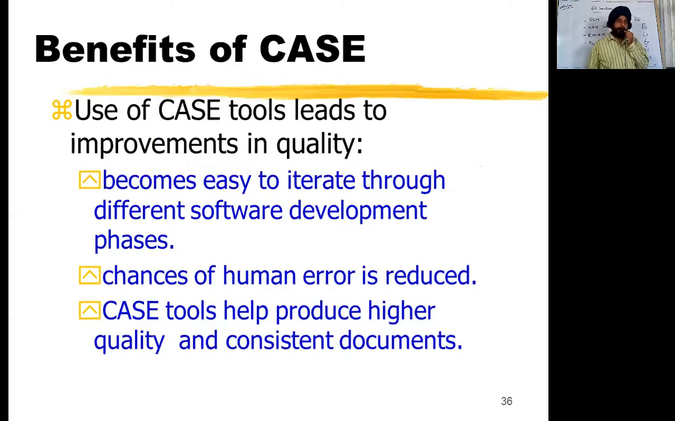They also lead to improvement in the quality. They become easy to iterate because the same tool is there, and it is used in different iterations of a software development phases. Due to this, the chances of human error get reduced because it is an automated thing, and CASE tools help produce higher quality and consistent documents. So it means overall optimization. Optimization is the word which takes less effort, less cost, and gives you good efficiency and the good result or better output.